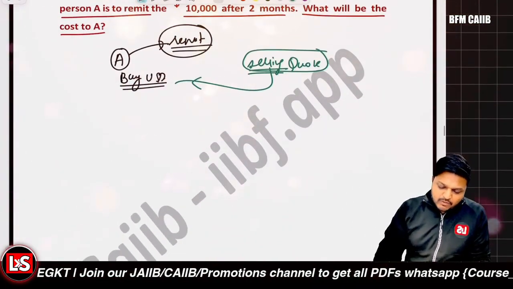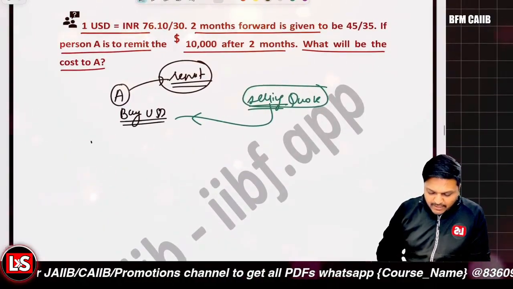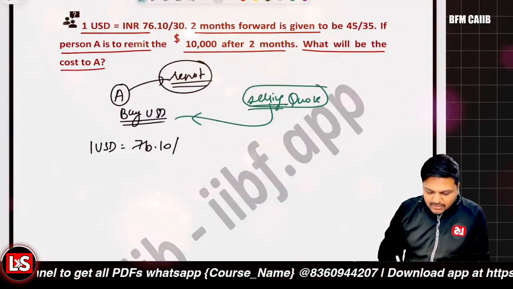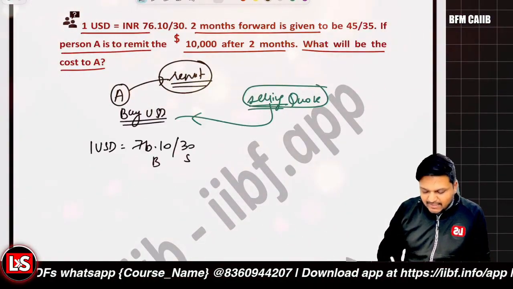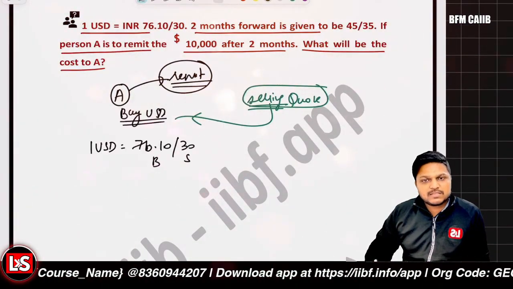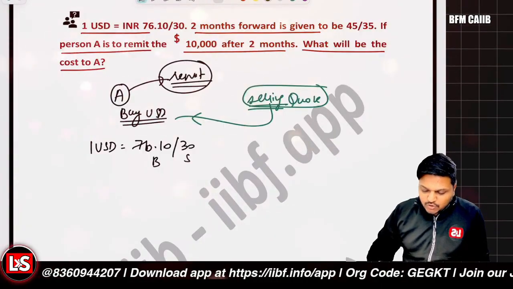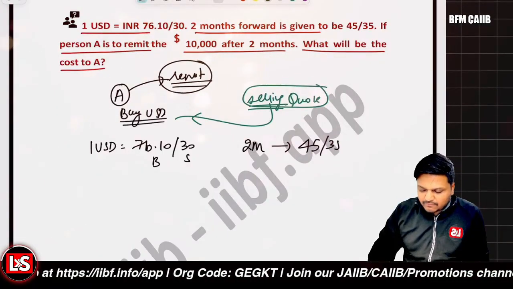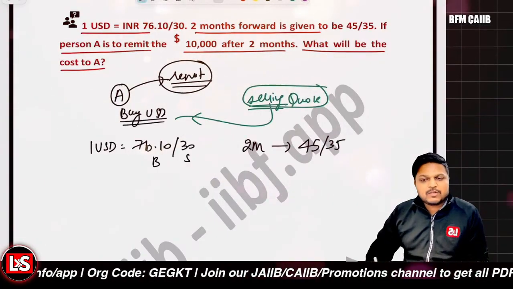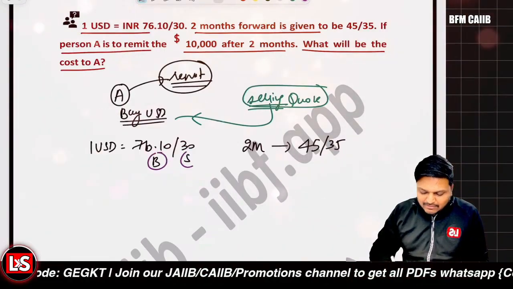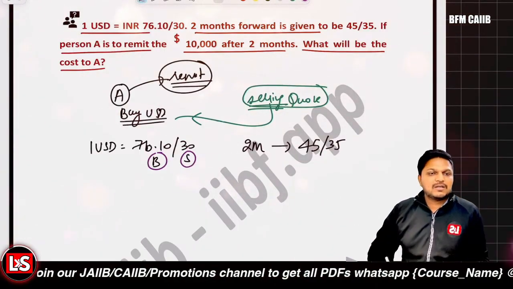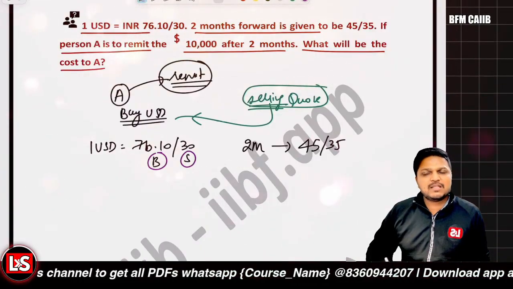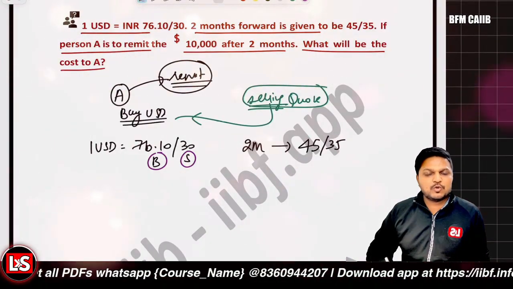And the spot rate given over here is 1 USD equal to 76.10 slash 30. This is the buying rate. This is the selling rate. Okay. And also 2 month forward points are given. These are given to be 45 slash 35. We have to consider which one, the buying rate or the selling rate? Do answer. You should be participating and answering the points here so that you can learn much more.